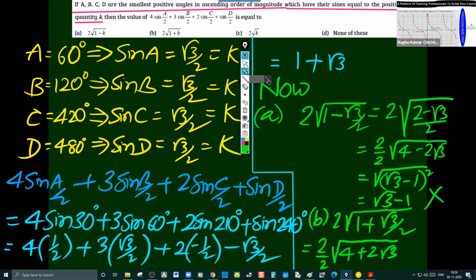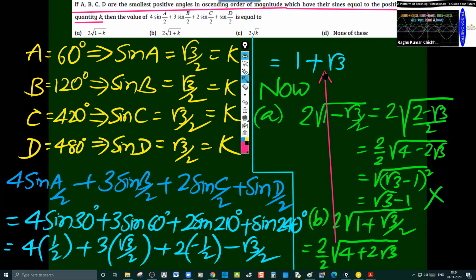Second option. Second, you can't imagine that also, because you're not getting it directly. Just check it out. See the depth of the problem. This is root 3 plus 1. Here it is 2 root 1 plus k.